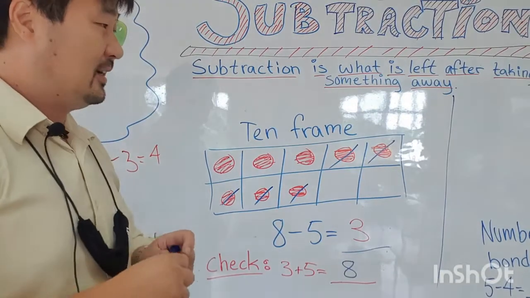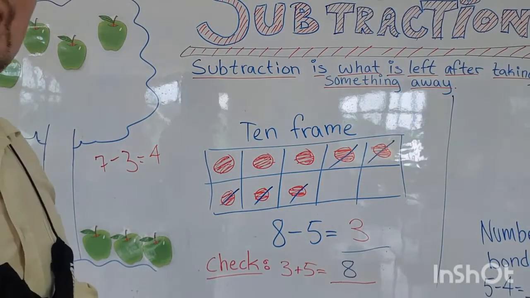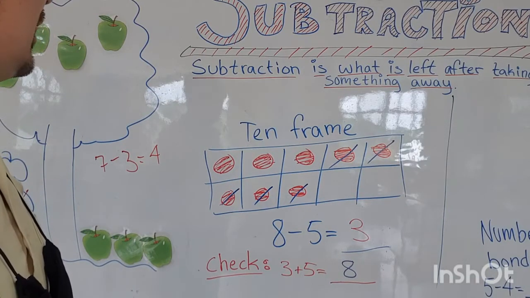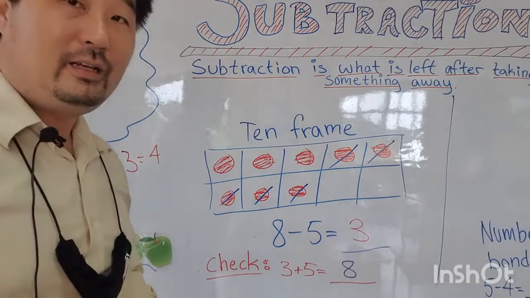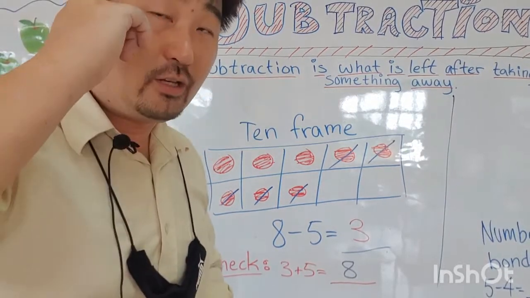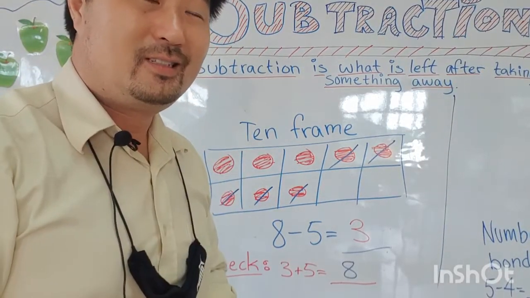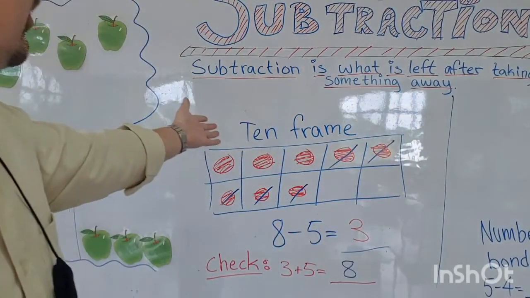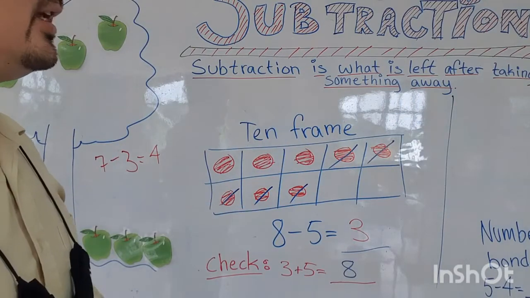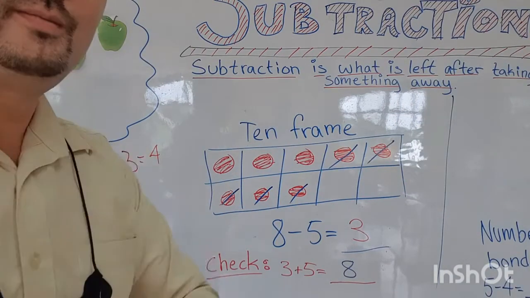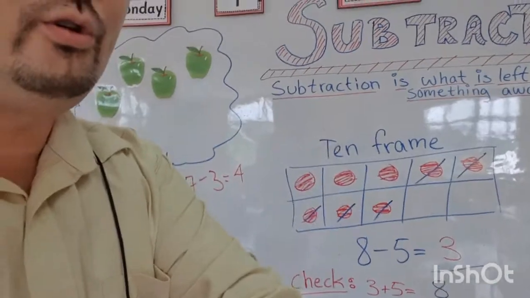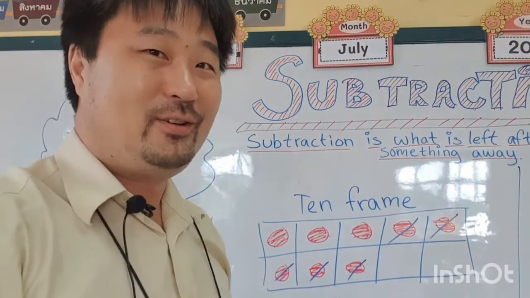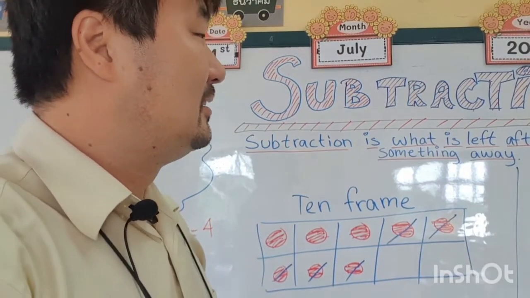Not too difficult, right? So I have now shown you a few different ways of solving subtraction. If you can solve it in your head, very good. But you can also use number bonds or use a 10 frame if you're dealing with lower numbers. Or you can just do the maths in your head if you can. Okay?